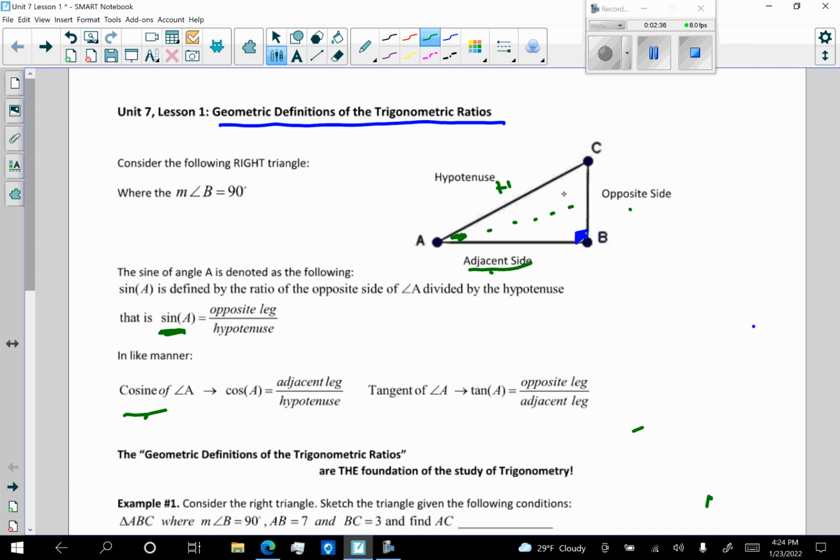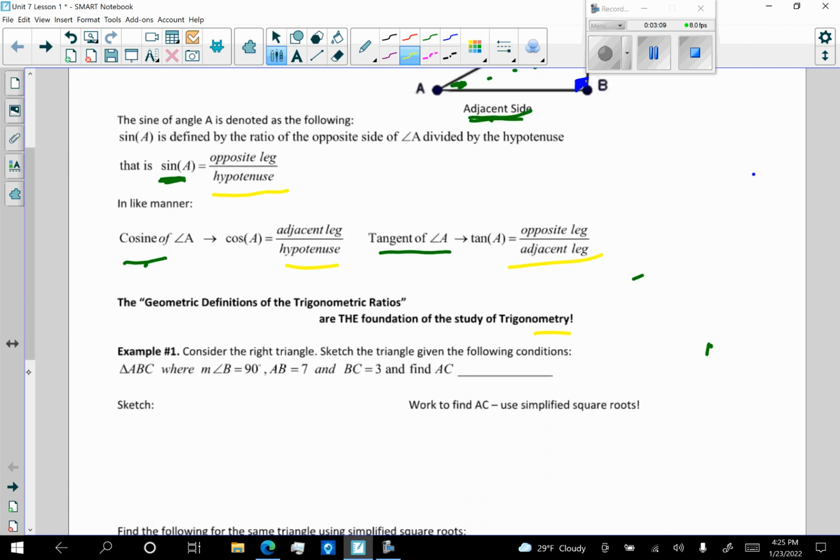The sine is the opposite over the hypotenuse, and the tangent of angle A, which we use shorthand TAN, tangent of A, is the opposite leg over the adjacent leg. And all three of these are fractions. All three of these are ratios, hence the name trigonometric ratios. And the geometric definitions are the foundations of the formal study of trigonometry. So let's do an example and see what is going on here.